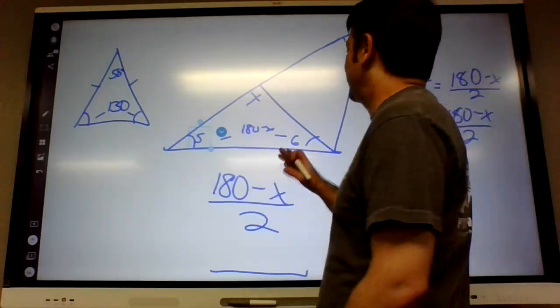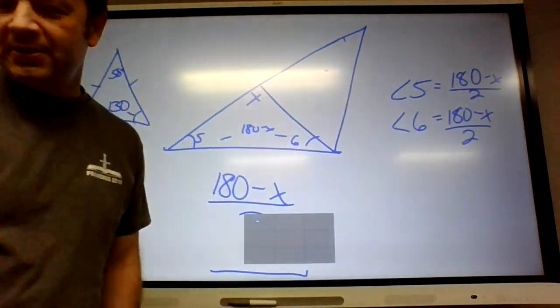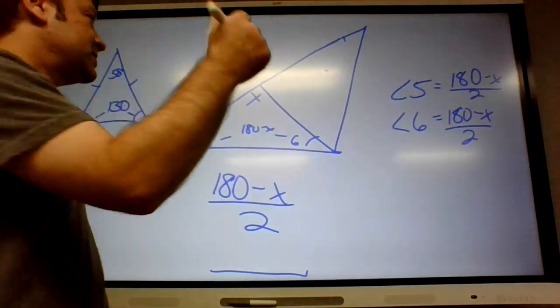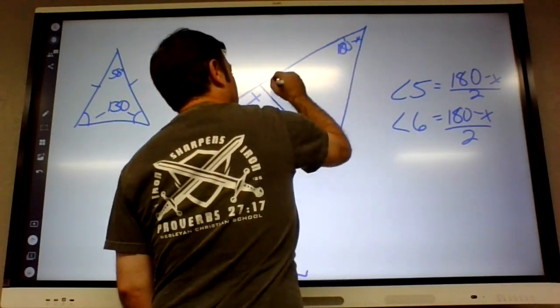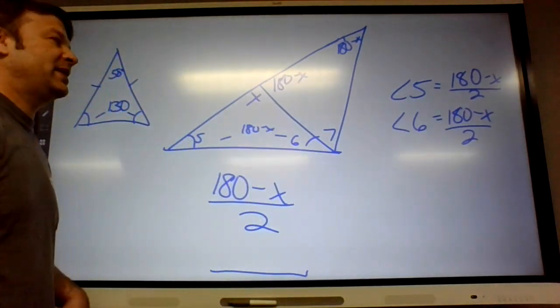Oh, great. Okay, I kind of need this. What was up here? 2, 3, 7. What was 2 and 3? 180 minus 6. Okay. This one we said was 180 minus X. This was 180 minus X. So how am I going to find angle 7?